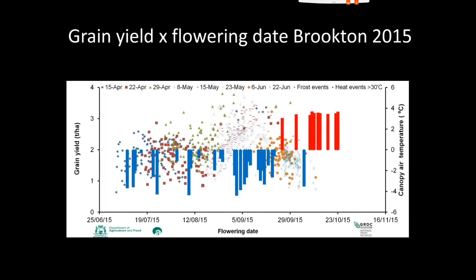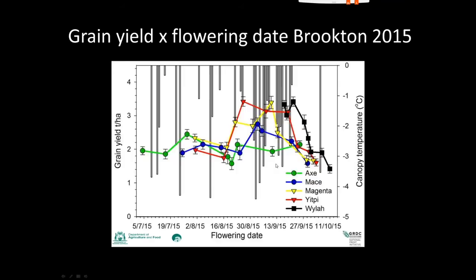And our optimal yields quite often come, even though we can flower during that optimal window, it also relies on us actually being able to get through that grain fill period with minimal frost damage as well. And there's just a nice sigmoidal yield response that we can plot across there. So how do different varieties respond to that?